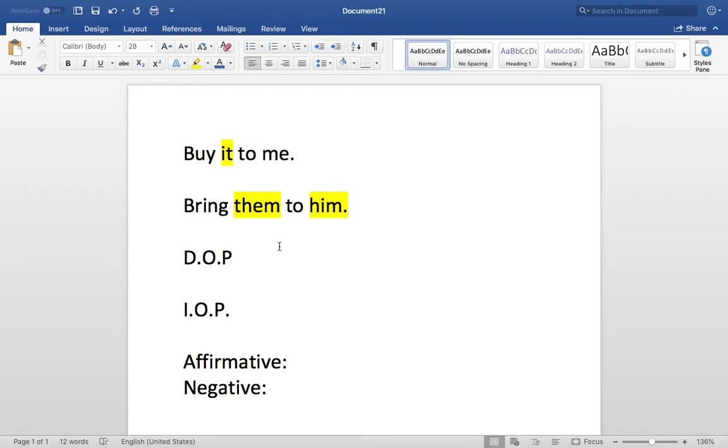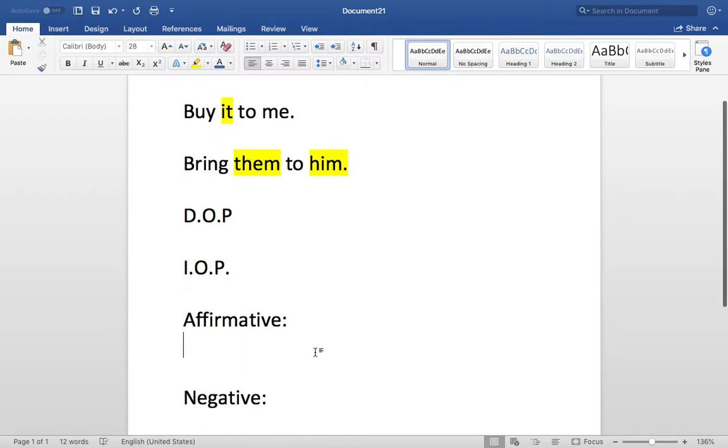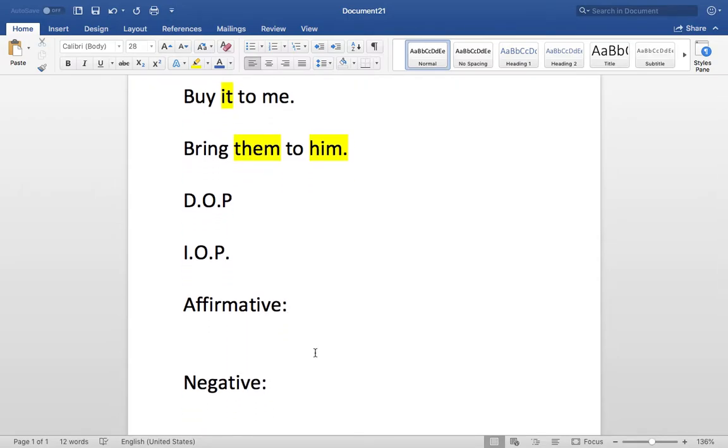Now we are going to learn how to talk like that, okay? Commands with the direct and indirect object pronouns. But first of all, I'm going to introduce to you the formula. For the affirmative command, it will be command plus indirect object pronoun, if there is any, and then direct object pronoun, and then the noun, okay? And then the rest of the information.